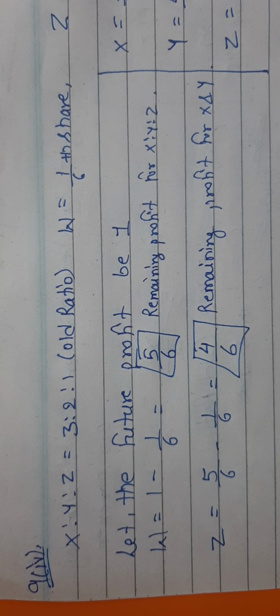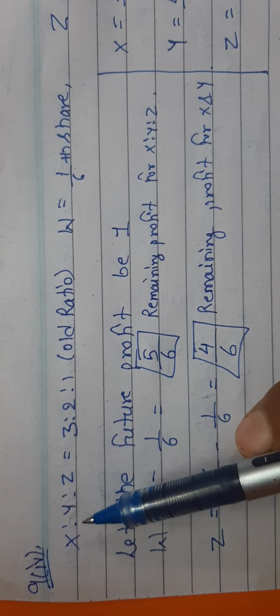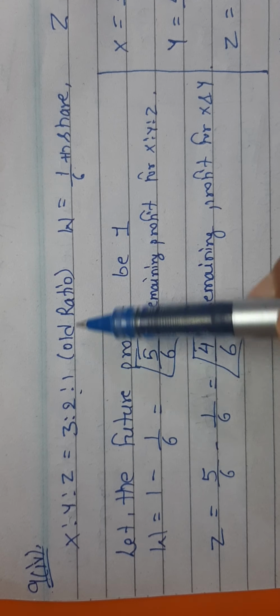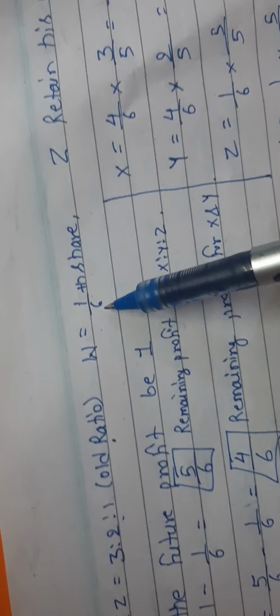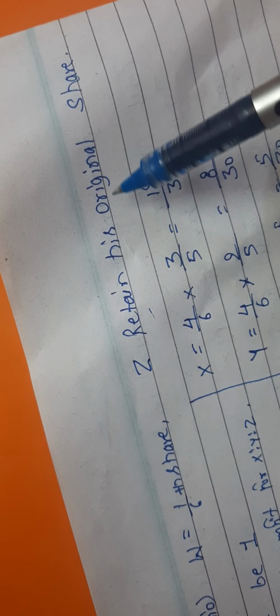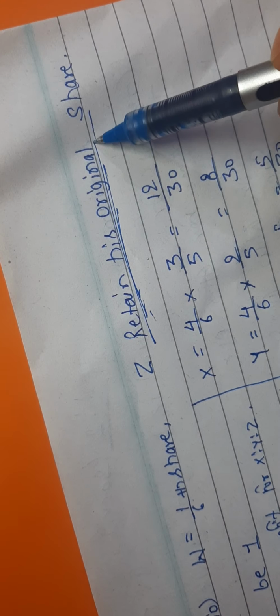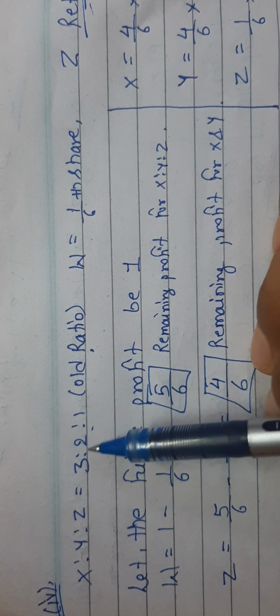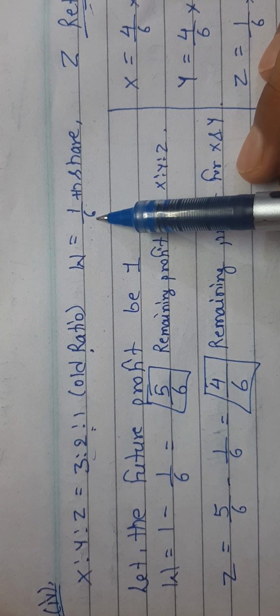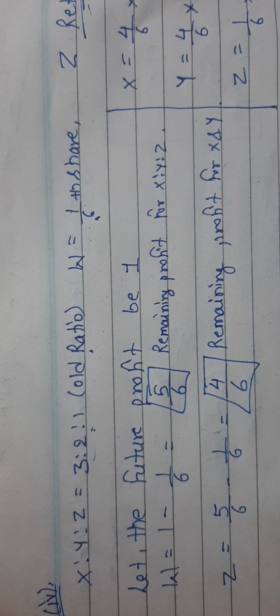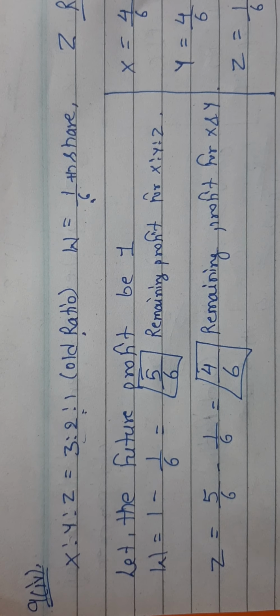Have a look. So here's the question. X, Y, Z are the partners. 3:1 is the ratio. W is joining for 1/6 share. And what is given? Z would retain his original share. What is given in the question? Z would retain his original share, means Z has to be given his original share only. So if you leave this part, then just focus here that the old ratio is given and the new partner is admitted for 1/6 share. Only this information is given. So you have to apply the first case only.